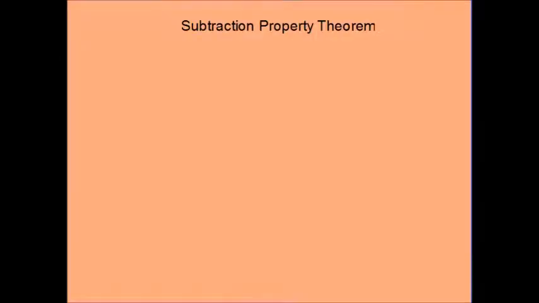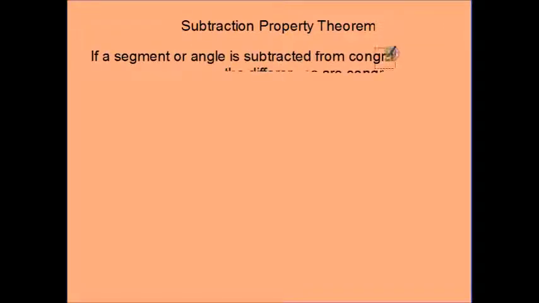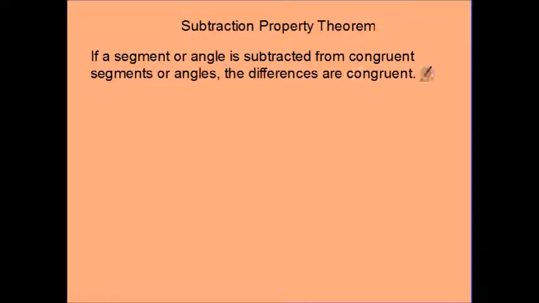Alright, now let's start talking about the subtraction property. And here's what it's going to say. If a segment or an angle is subtracted from congruent segments or angles, the differences are congruent. Let's talk about what that picture is going to look like here. Let's use segments as an example here. So let's say that we're going to have points on the line, A, B, D, and E. Let's draw a line going through those.